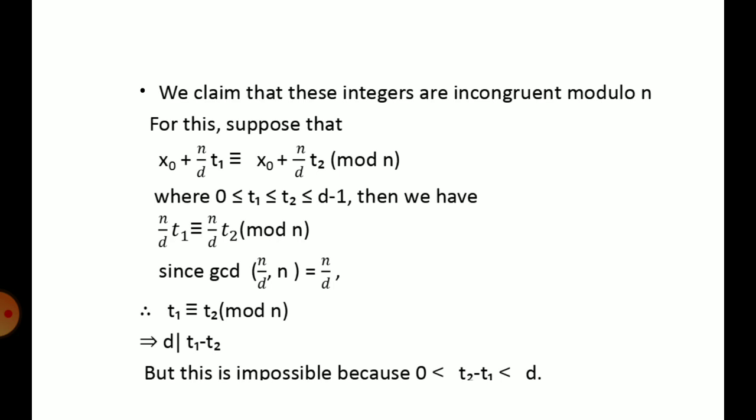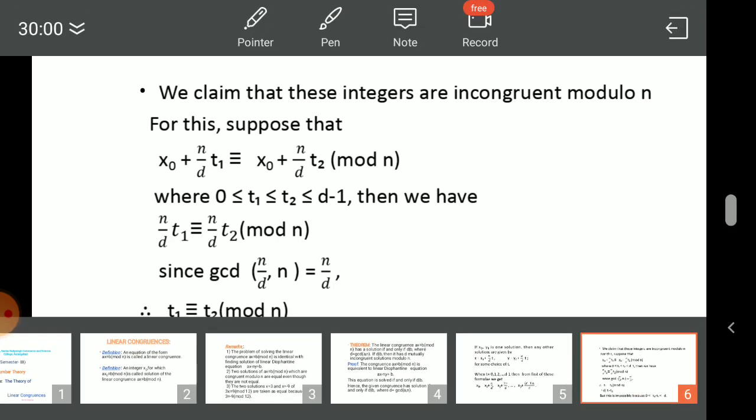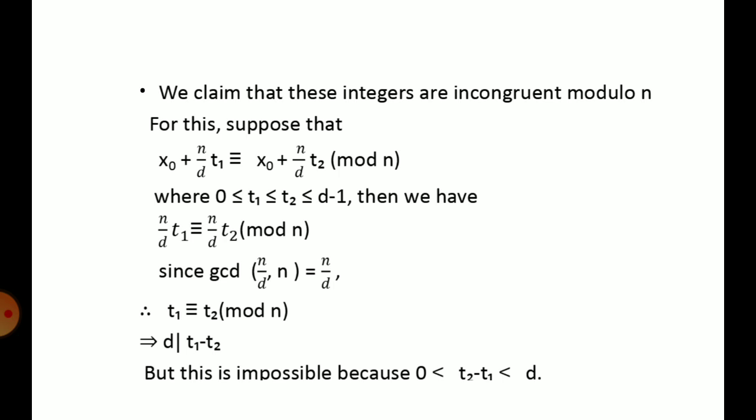For this, suppose that x0 plus n/d t1 is congruent to x0 plus n/d t2 mod n, where 0 is less than or equal to t1, is less than or equal to t2, is less than or equal to d minus 1. Then we have n/d t1 is congruent to n/d t2 mod n, because we can cancel x0 on both sides, and then we get this congruence.